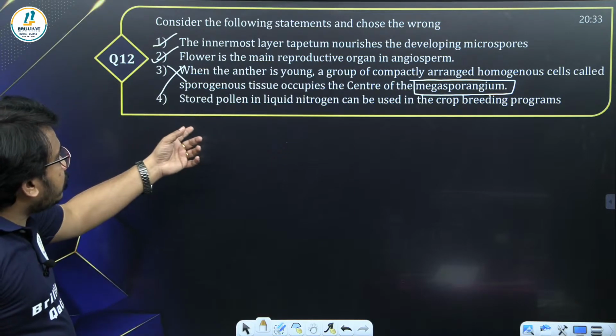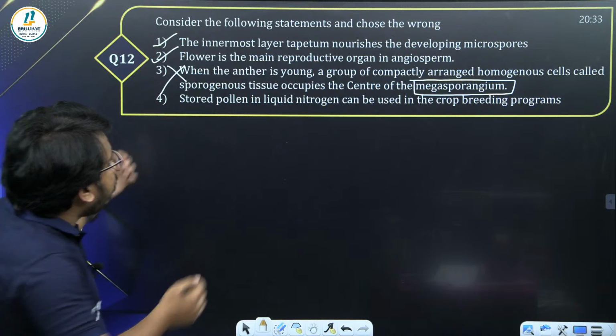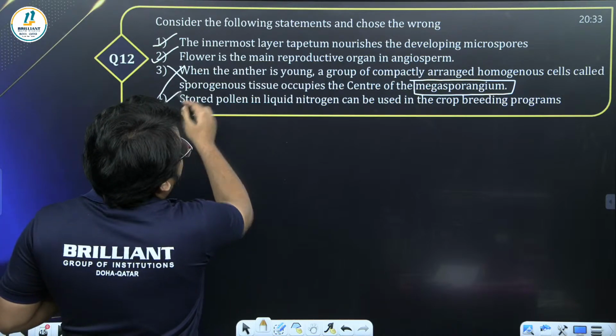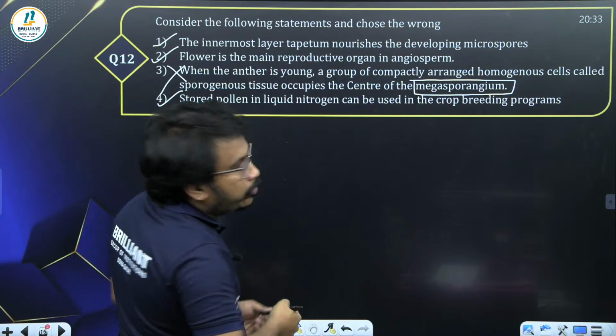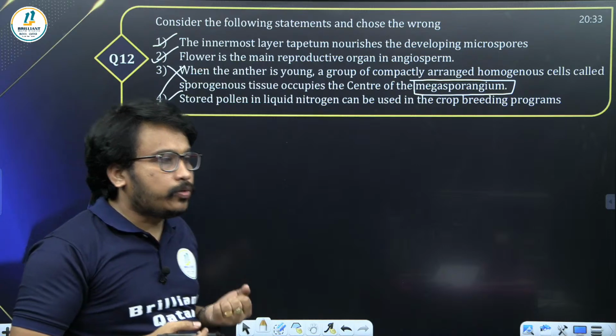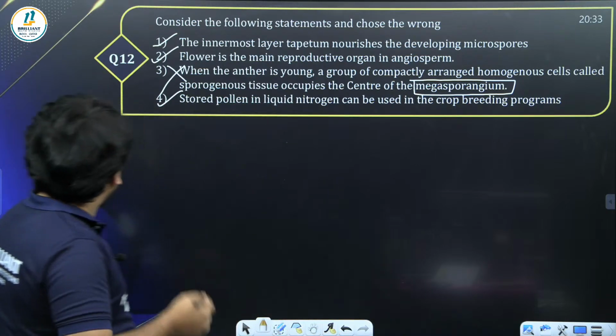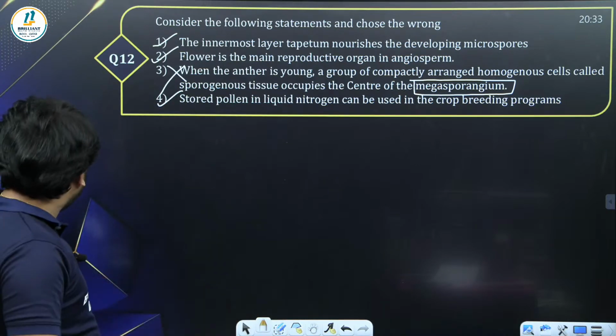So pollens are stored in liquid nitrogen, that is used for crop breeding program. That statement is also correct. So only the third statement is wrong.